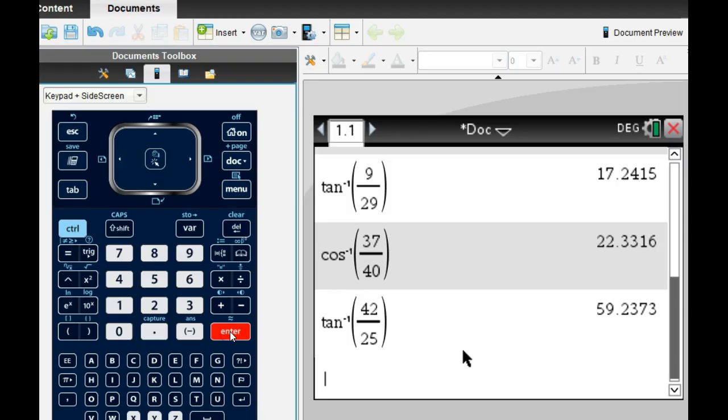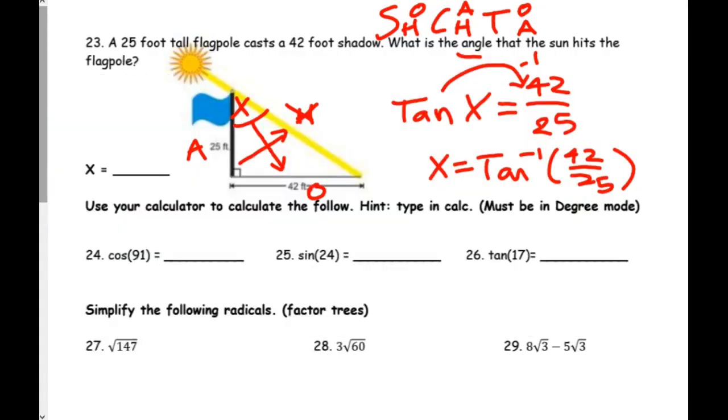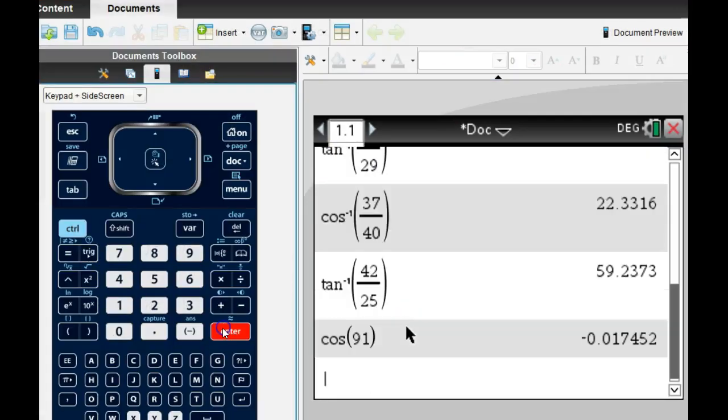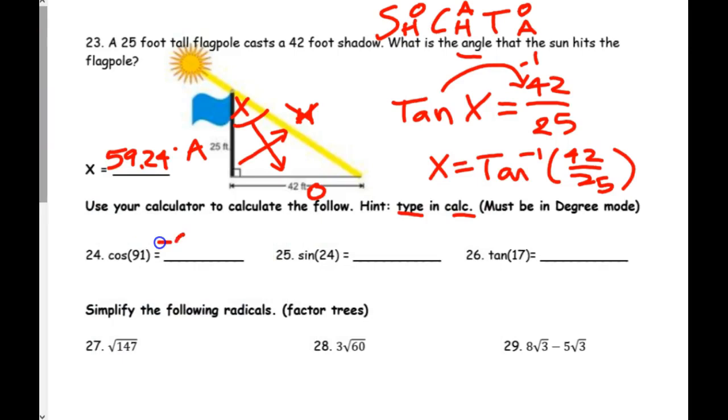So we get 59.24 degrees. Now these three, just type it in the calculator. Okay, make sure it's in degree mode. Cosine 91, easy. Cosine 91 is negative 0.02. We're going to round it to 2 decimal places.